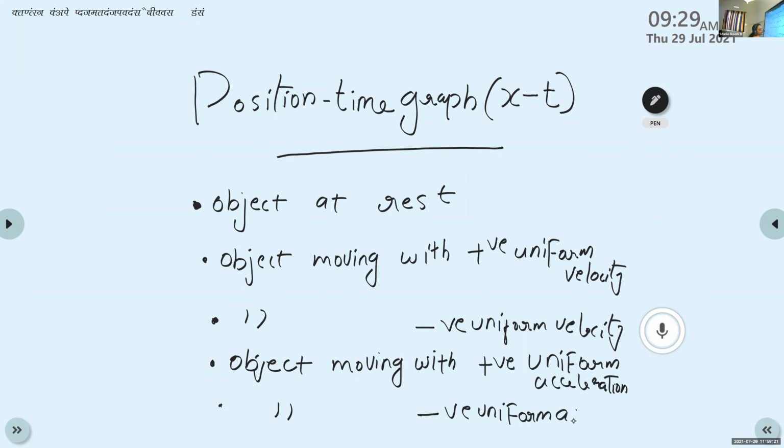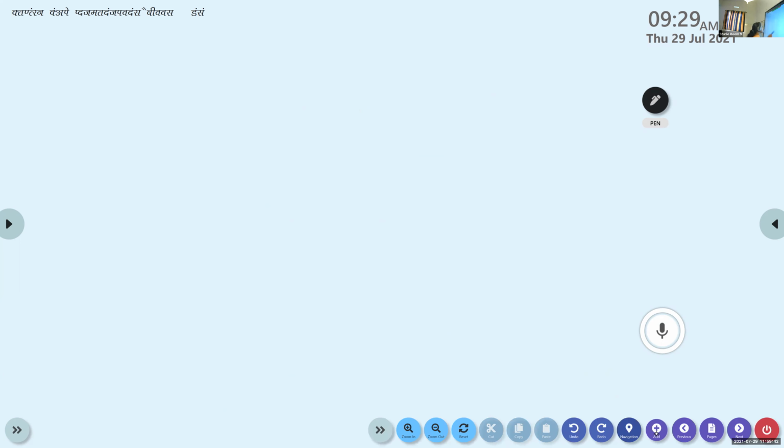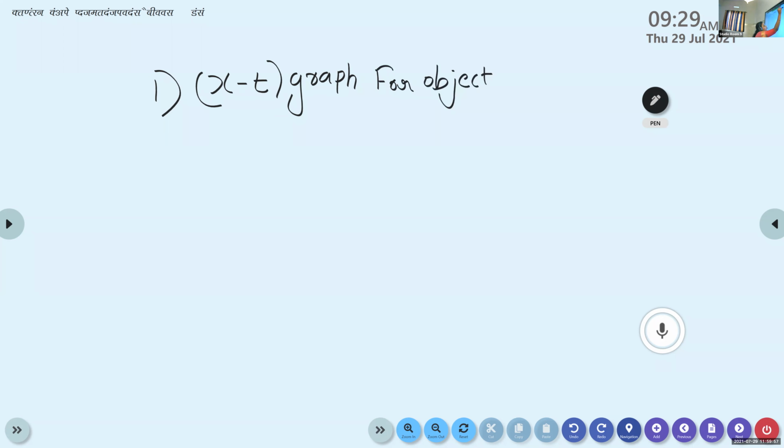So all these 5 different cases we need to discuss. The object at rest, object moving with the positive uniform velocity, object moving with the negative uniform velocity, object moving with the positive uniform acceleration, and if the object is moving with the negative uniform acceleration. So let us see the graph one by one. So the first case, the position time graph, xt graph for object at rest.